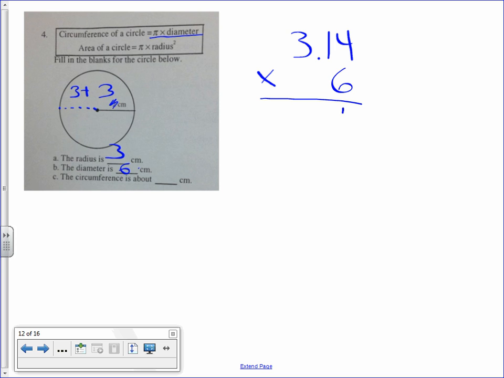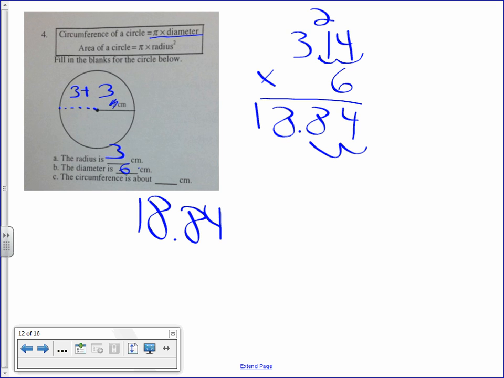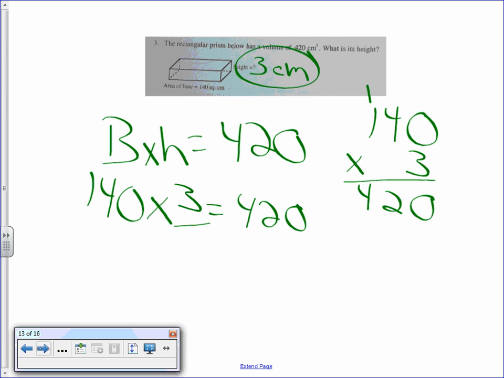4 times 6 is 24. 6 times 1 is 6, plus 2 is 8. 6 times 3 is 18. Move the decimals, move the decimals. My answer is 18 and 84 hundredths. Label it with a centimeter.